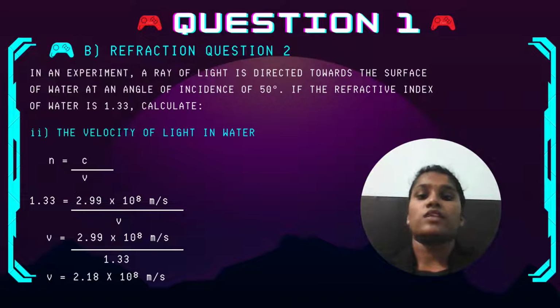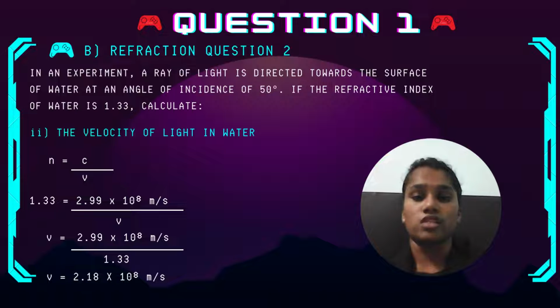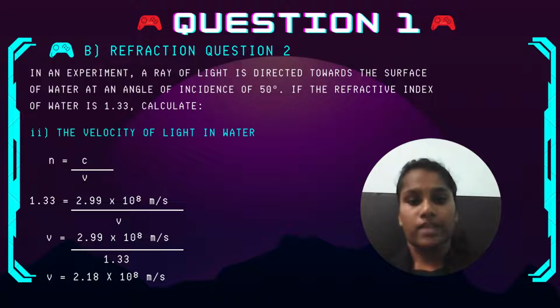The next question is, find the velocity of light in water. For this question, we will use the formula n equals c over v. n is the refractive index, while c is the speed of light and v is the velocity. So to calculate the velocity of light, we will take the speed of light divided by the refractive index, which is 2.99 times 10 power of 8 meters per second divided by 1.33. So the velocity of light in water will be 2.18 times 10 power of 8 meters per second.